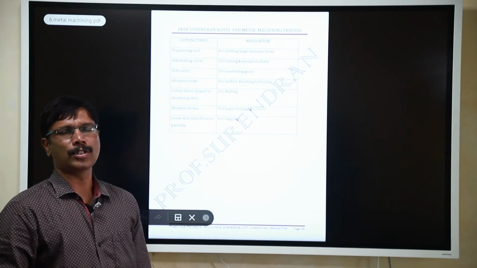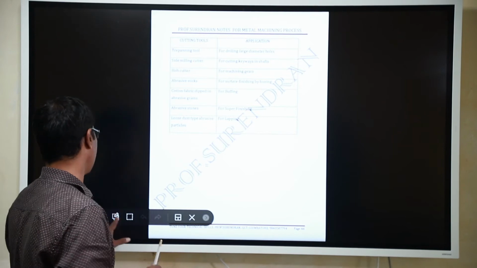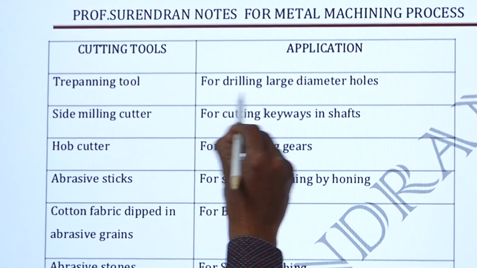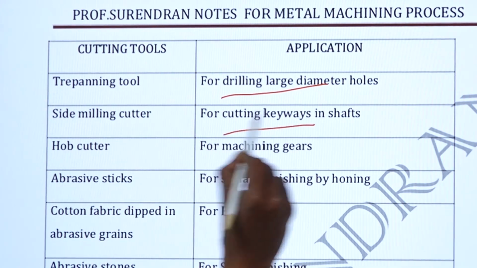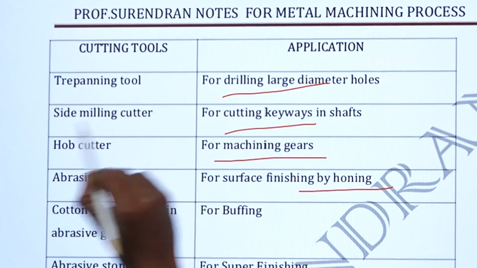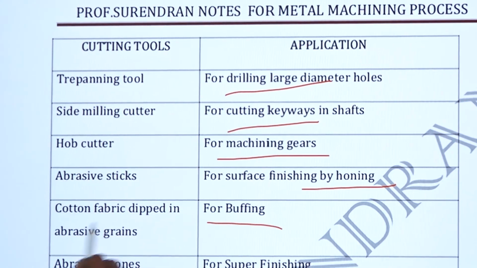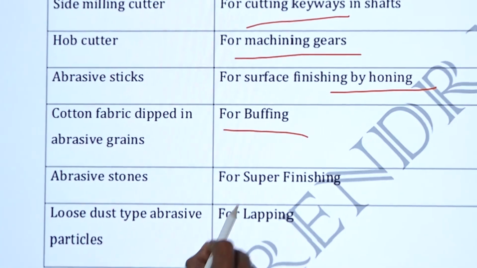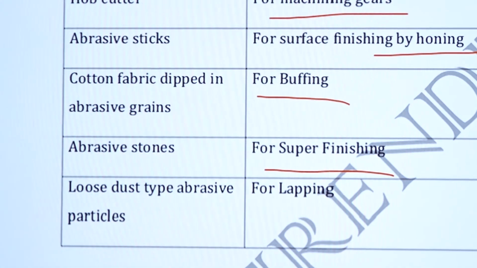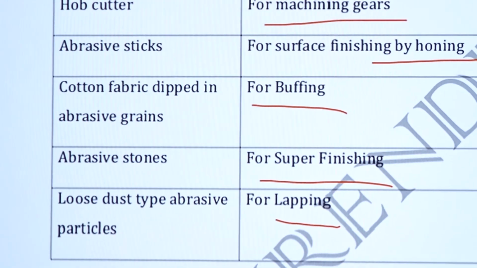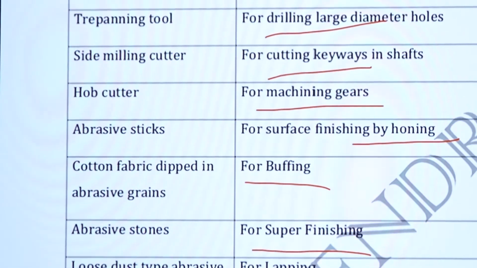So next we are going to see the cutting tools and their applications. We have different cutting tools. A trepanning tool is for large diameter holes, a side milling cutter for cutting keyways, an arc cutter for machining gears, an abrasive stick for honing, cotton fabric dipped in abrasive grains in buffing, abrasive stones in superfinishing, and loose dust type abrasive in lapping. So these are the different cutting tools and their applications.